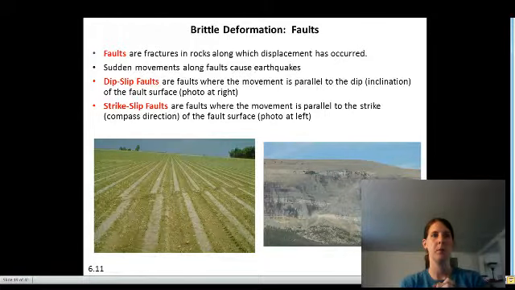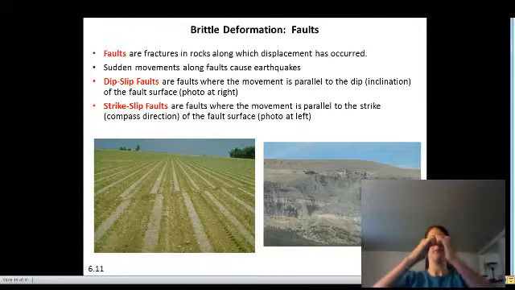So brittle deformation are faults. Faults are just fractures in rock in which displacement has occurred. Sudden movement along these faults is what causes earthquakes. There are two types of faults. There are dip-slip faults, where the movement is parallel to the dip, the photo at right.